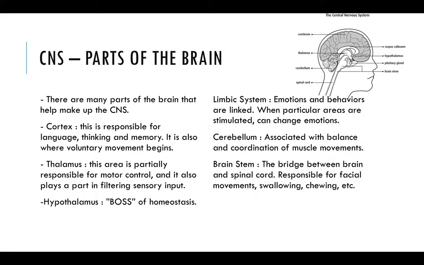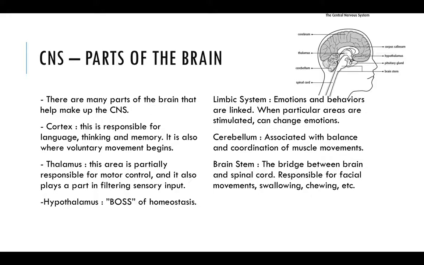The CNS has many different parts. We're going to start with the brain. The cortex is responsible for language, thinking, and memory. It is also where voluntary movement begins. We can then move to the thalamus. This area is partially responsible for motor control, and it also plays a part in filtering our sensory input.